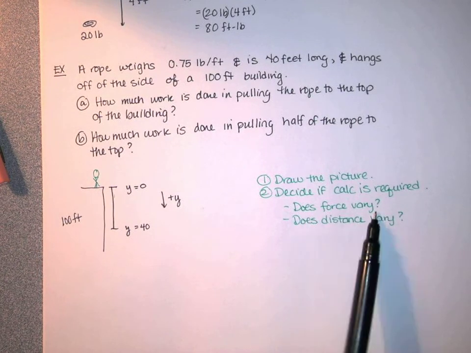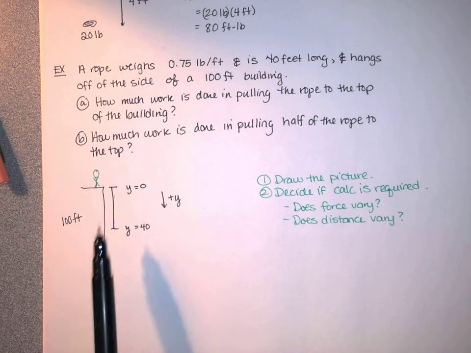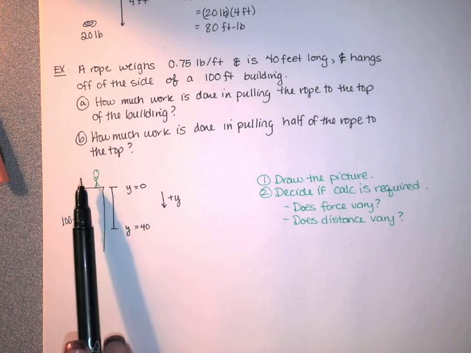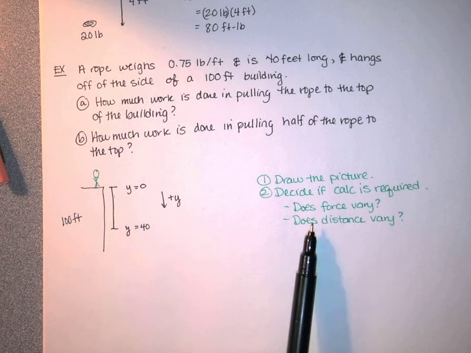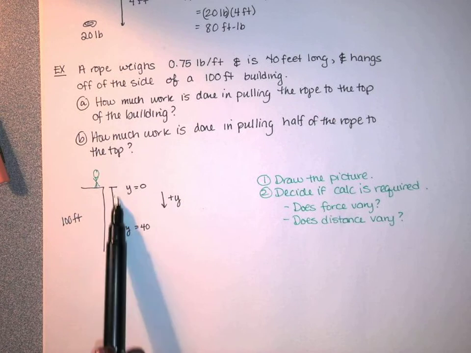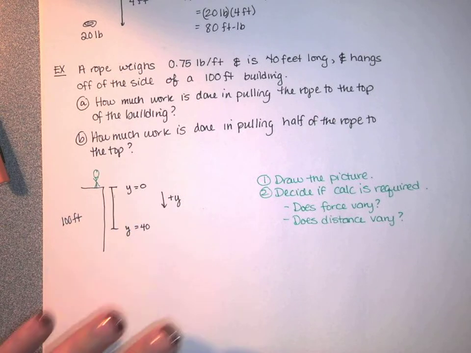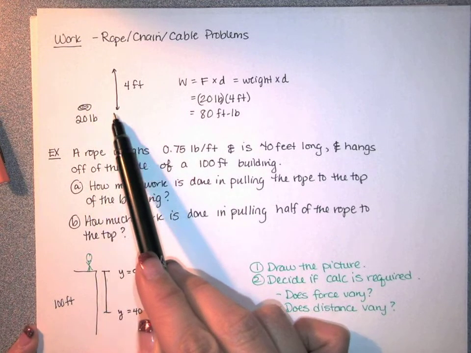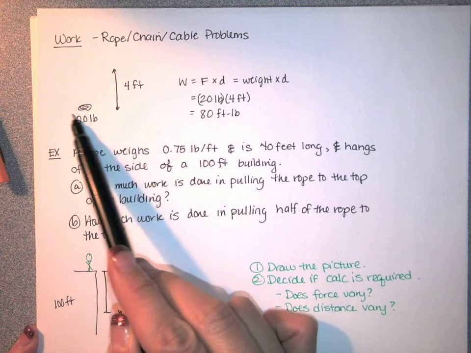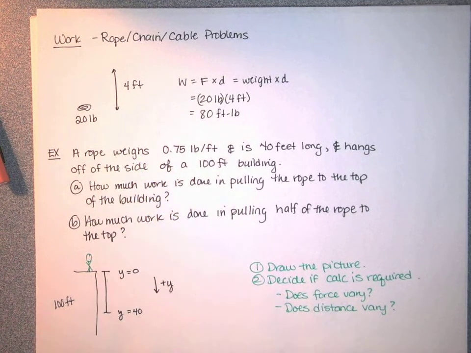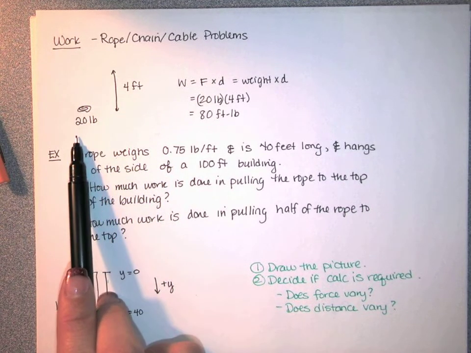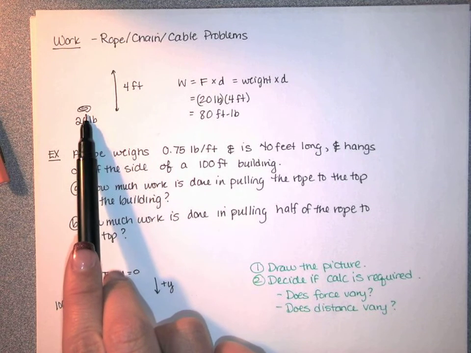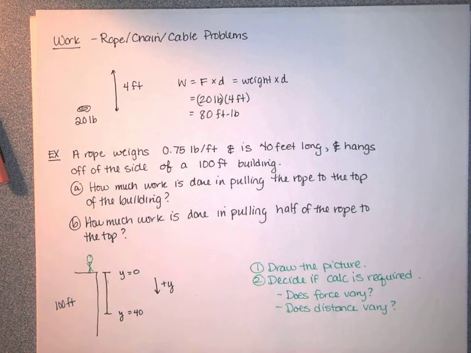I'm still not sure that says the force acting on each piece varies, but it does tell us that that force is not the same the whole time, not for the guy at the top. So I'm thinking because of that, calculus is required. Another question you might ask yourself is, does the distance vary? Does the entire rope move through exactly the same distance? Here, when I took my rope as one unit and I moved the whole thing up 4 feet, the whole rope moved 4 feet. So yeah, calculus wasn't required there. I had the same amount of force acting the whole time, 20 pounds, and I'm moving through 4 feet the whole time.